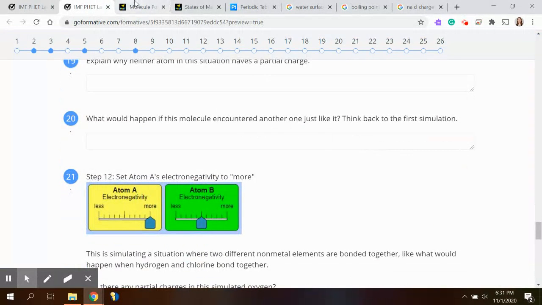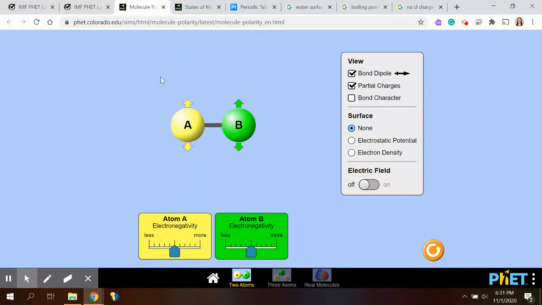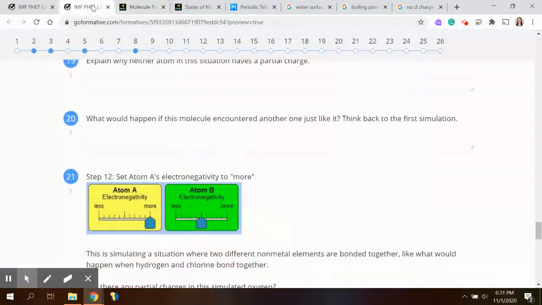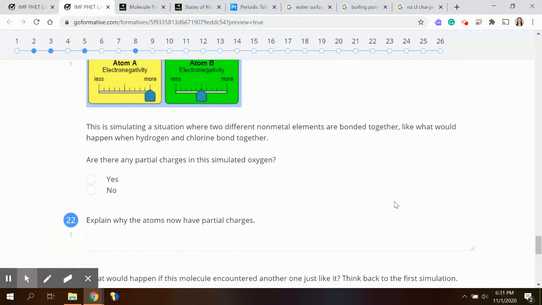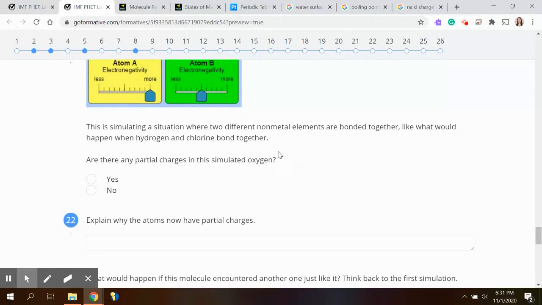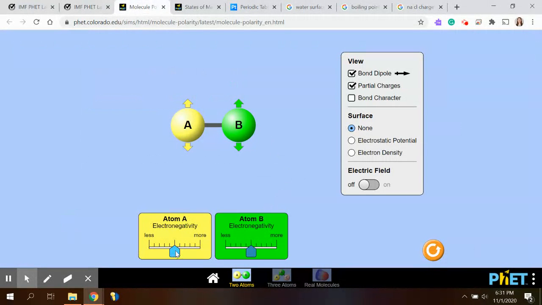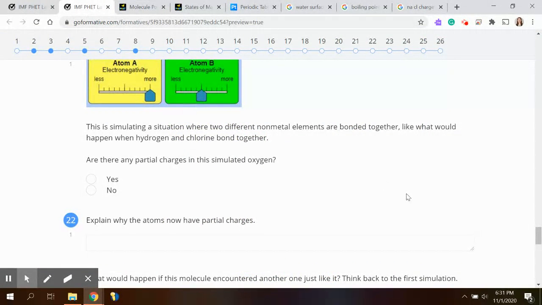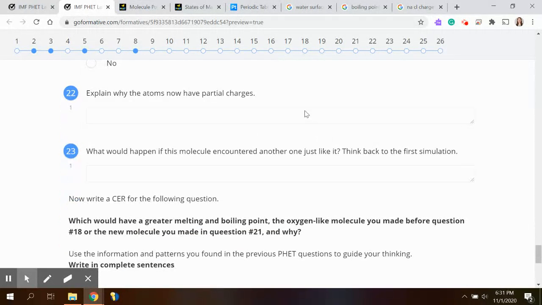All right, so if this molecule found one just like it, so there was an A and B here, and there was another A and B, do you think that they would be attracted to each other? Why or why not? Are there any partial charges? Explain why the atoms now have partial charges. Okay. So then let's look at this slightly different molecule. Before it looked a little bit like an oxygen bonded with another oxygen, and maybe let's say that this looks a little bit more like our HCl example from earlier. So now they have partial charges because we increased our electronegativity.